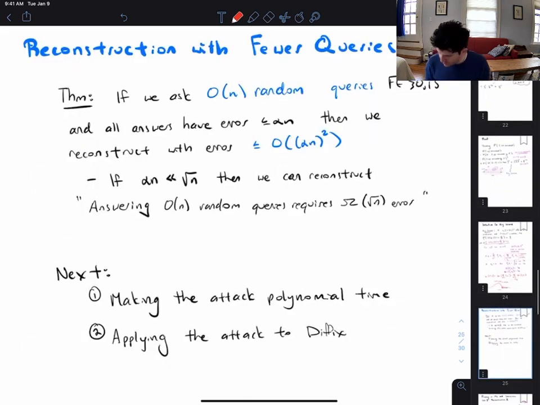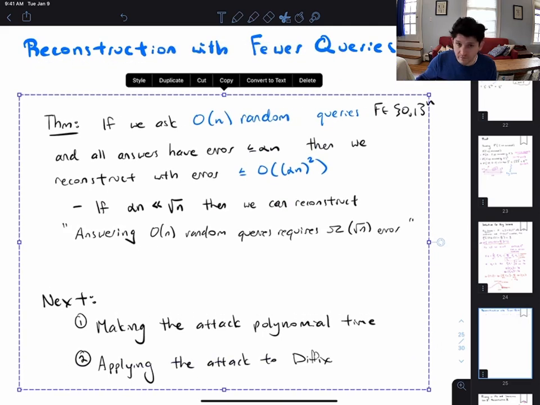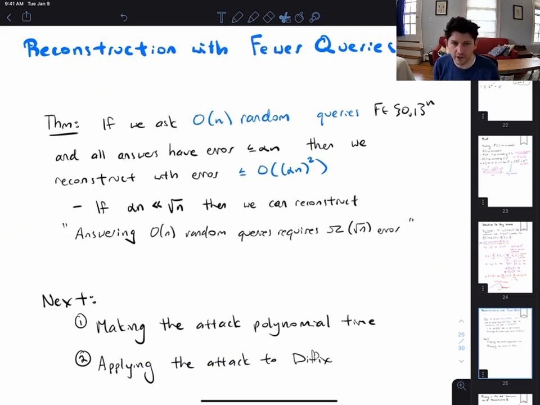Okay, so that gives us the theorem we wanted. If we ask O of n random queries, and all the answers have error alpha n, then the reconstruction error is at most alpha n all squared. In particular, if the error on the queries is much smaller than root n, we'll reconstruct accurately. The thing you want to remember, which is going to come up a bunch of times later in the course, is that answering O of n random queries requires at least root n error, or else reconstruction can happen.